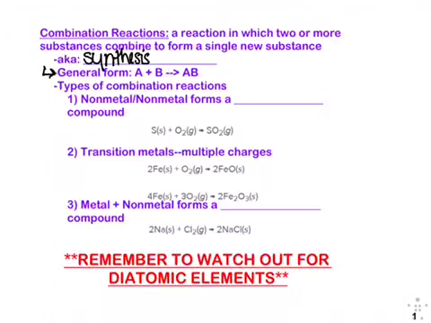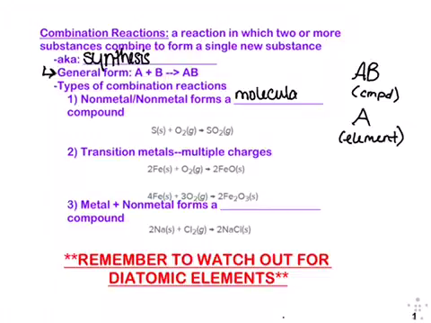So when we write things like this, if they are written side by side, this indicates a compound, whereas a lone letter will indicate an element. There are different types of combination reactions. We can have two nonmetals combining to form a molecular compound. We can have combination reactions that use transition metals.